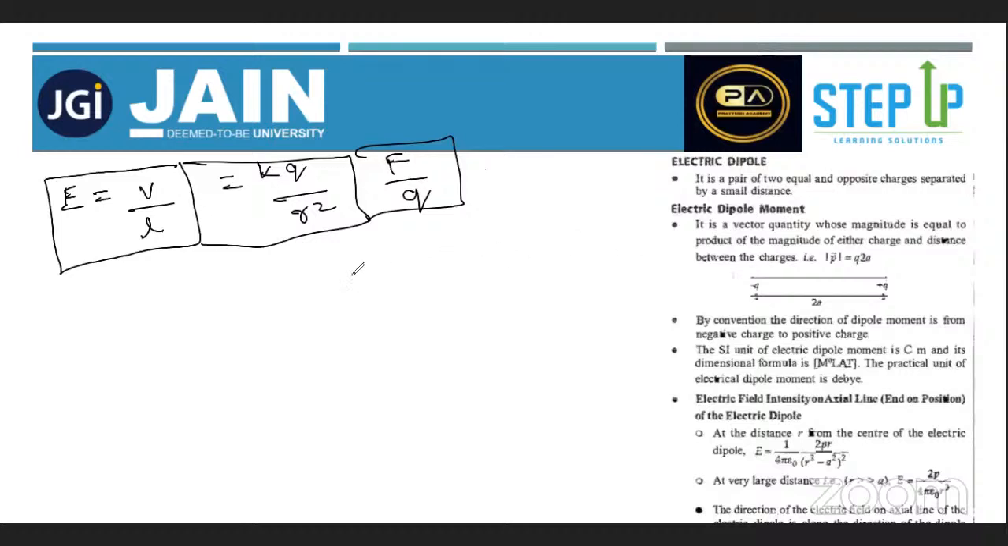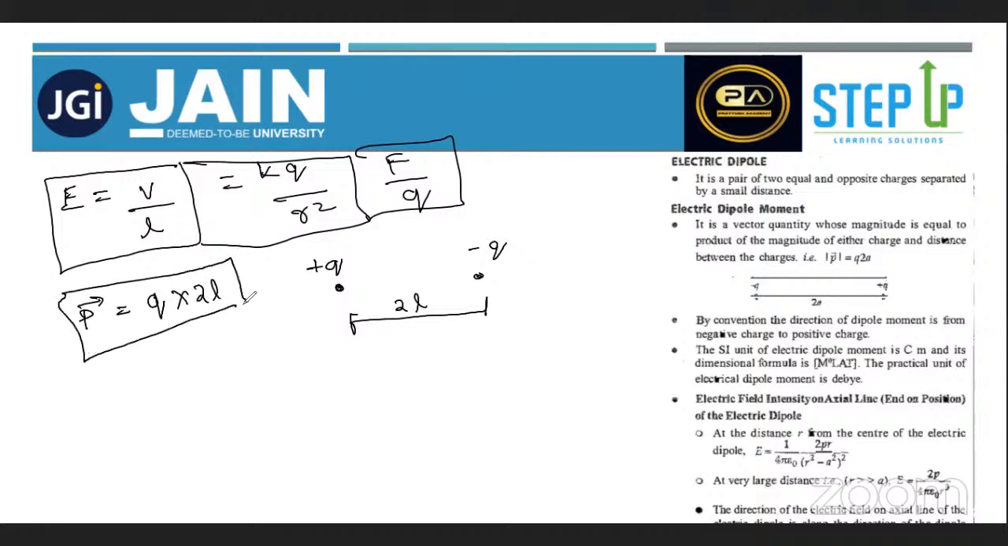Now, an electric dipole is basically two charges, plus Q and minus Q, separated by a small distance. I assumed it to be 2L. This is known as an electric dipole, and the electric dipole moment is represented by P. It's a vector quantity equal to the product of the magnitude of either charge and the distance between them. This is the dipole moment.